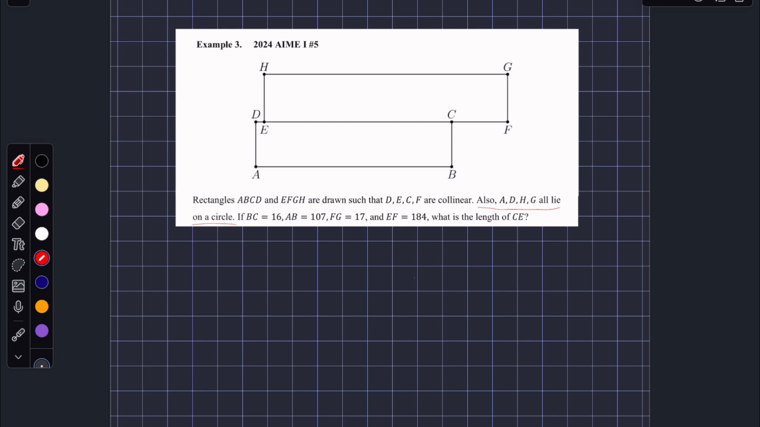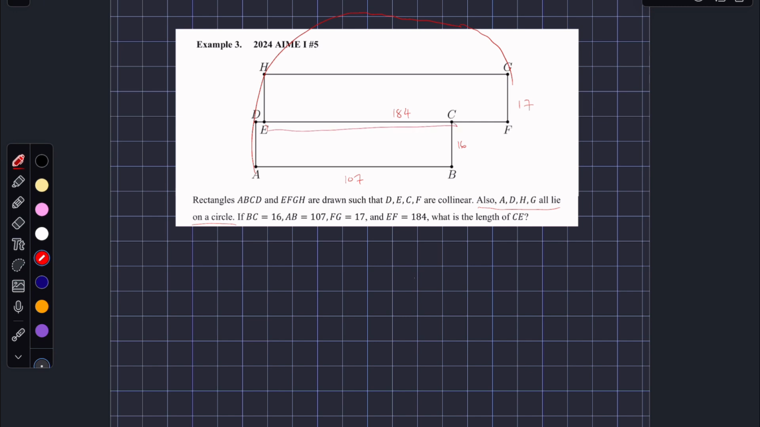I'll go ahead and make my best attempt to draw that circle. It really doesn't have to be a perfect drawing, and you don't need to draw the entire circle either. This should be enough to provide a visual. And then we'll write in the values that were given. BC is 16, AB is 107, FG is 17, EF is 184. And we're trying to find CE, which is like this.